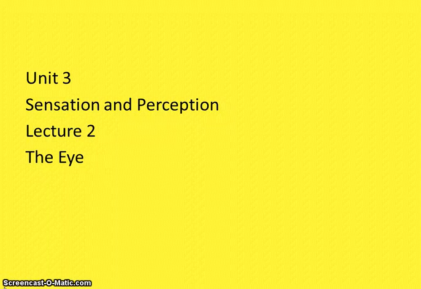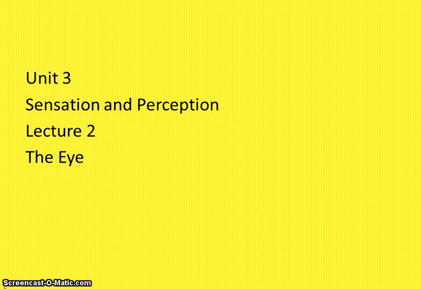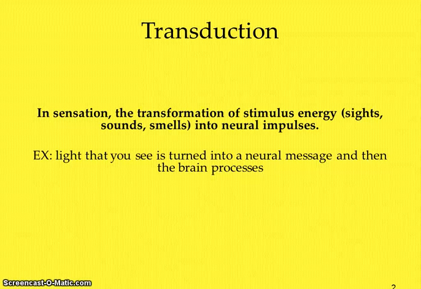This is going to be the second lecture of Unit 3 on sensation and perception. We will cover all of the senses in this unit, and today we are going to cover the eye. Before we talk about how the eye works, let's talk about the process of transduction.